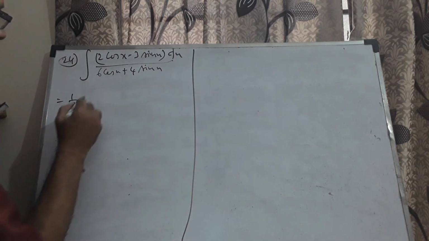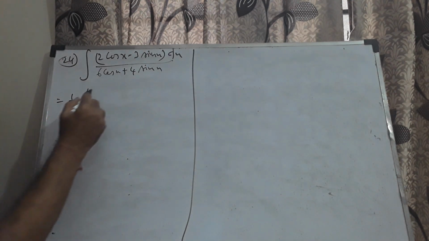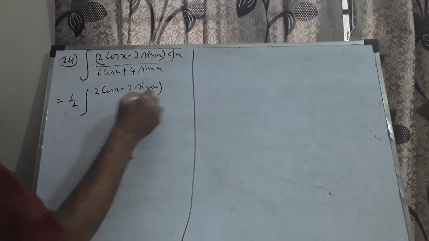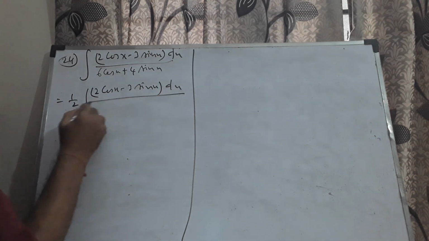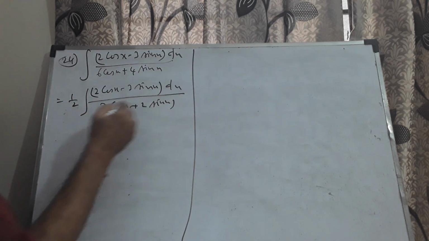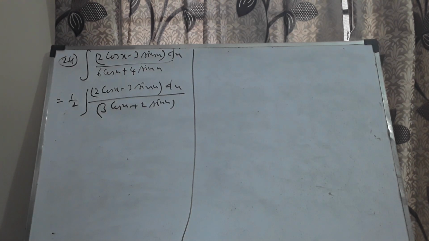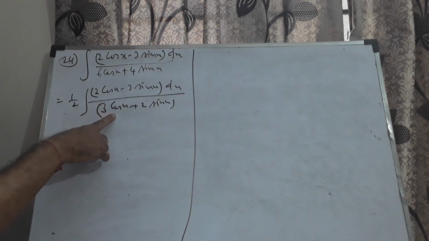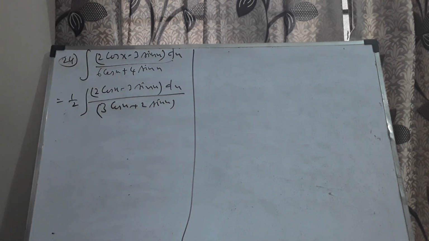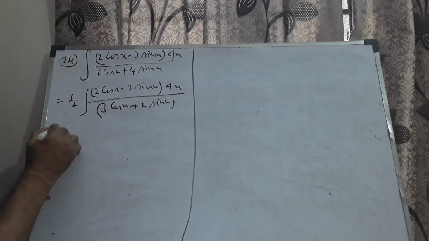I'll be able to take 2 as common in the denominator. I mean to say 2 cos x minus 3 sin x in the numerator as it is, divided by 3 cos x plus 2 sin x. You should have a clear observation. Derivative of 3 cos x is minus 3 sin x. Derivative of 2 sin x is 2 cos x, which is there in the numerator.